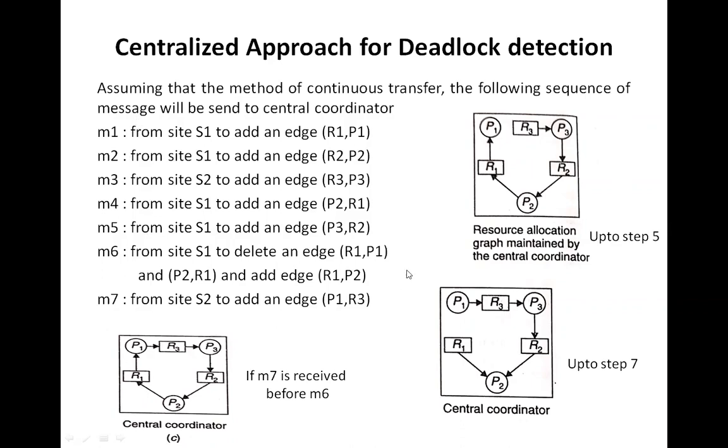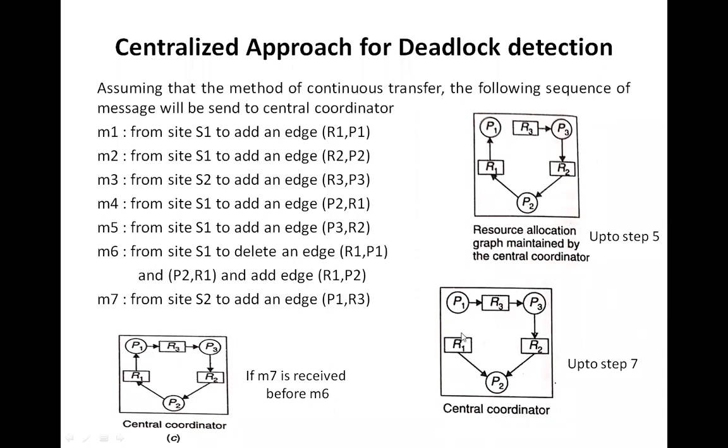As the central coordinator is receiving these messages from the different sites, up to the message 5, this central coordinator will be maintaining this. And when the 7th message is received, it will be maintaining this. So when the central coordinator is maintaining this, there is no deadlock.